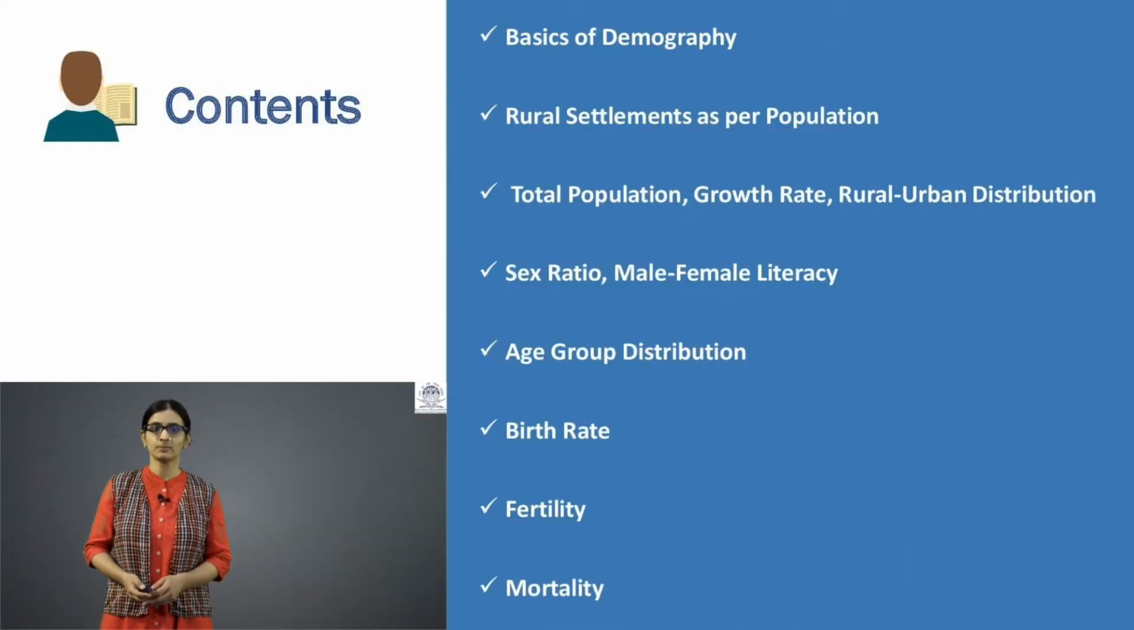The lesson is structured in the following manner. First, the basics of demography. We try and understand and define certain terms. An overview of rural settlements as per population. Then we will look at some overall figures, total population, what is the growth rate of population, what is rural urban distribution of population. We then move on to look at figures on sex ratio, literacy, male female literacy and distribution of population as per age. We will then cover birth rate, also fertility rate and mortality rate.